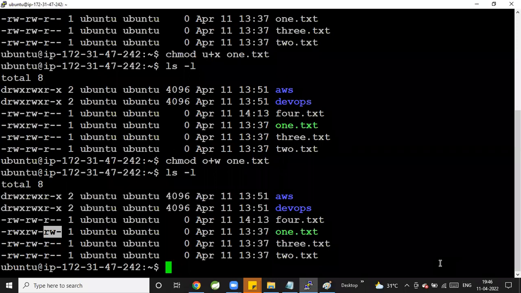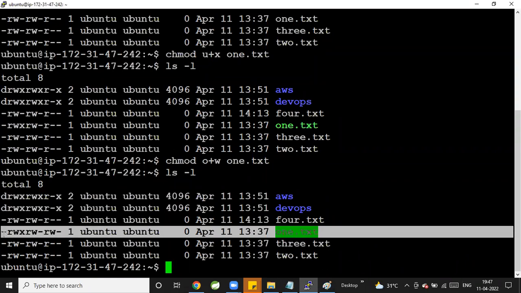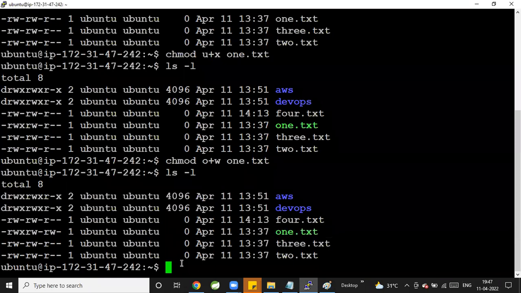Guys, come on. Others are having write permission. Very good. Now, on the same file, I want to remove read permission for the group on 1.txt. Can you tell me the command?